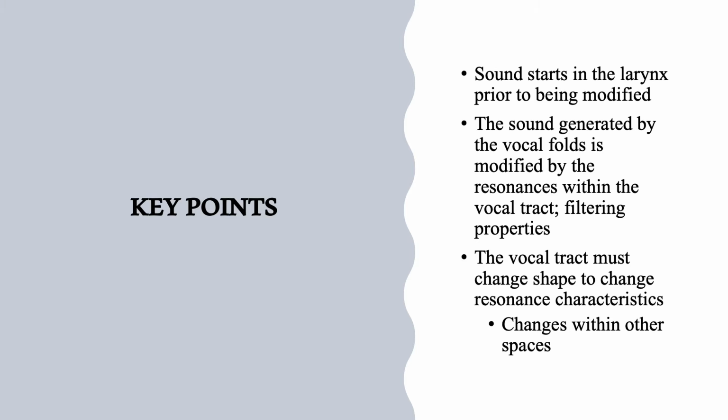A few points I would like to touch base on prior to continuing onto source filter theory are the following. We know that sound starts in the larynx before being modified. Sound is generated by vibrations in the vocal folds and is then modified by the different resonances in the vocal tract. The vocal tract also acts as a filter. And lastly, before resonance characteristics can be changed, the shape of the vocal tract must change. When the shape of the vocal tract changes, the oral and pharyngeal spaces change as well.